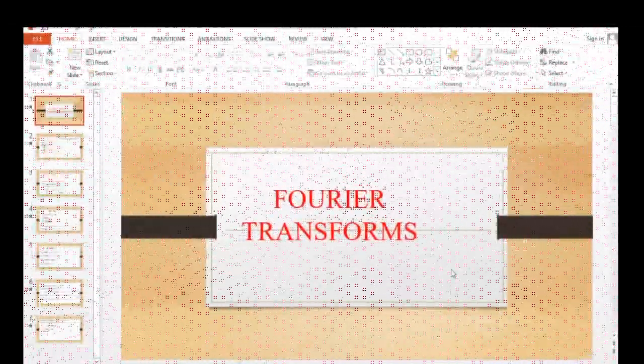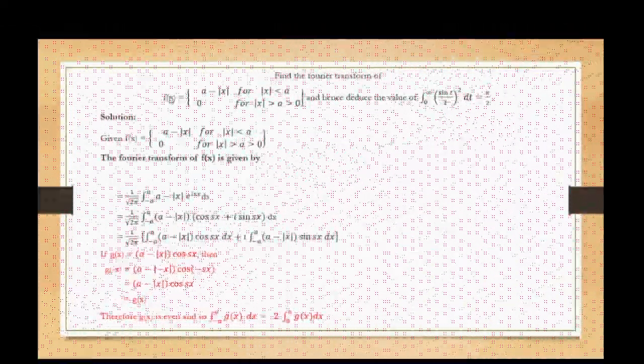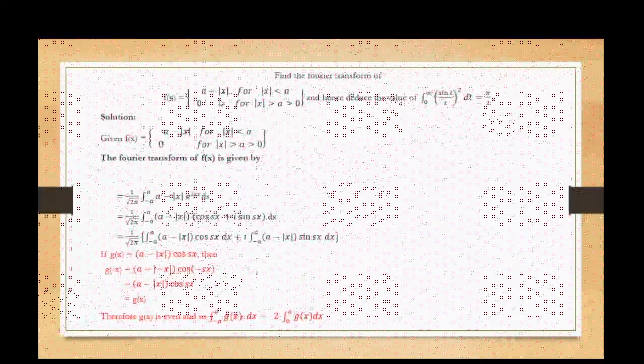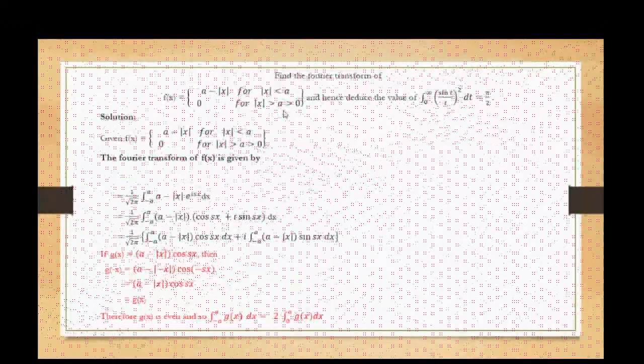So today we are going to see problems under Fourier transforms. This is your first question. Find the Fourier transform of f of x equal to the split function that has been given. When modulus x is less than a, your function will be a minus modulus x, and when mod x is greater than a, your function will be 0.